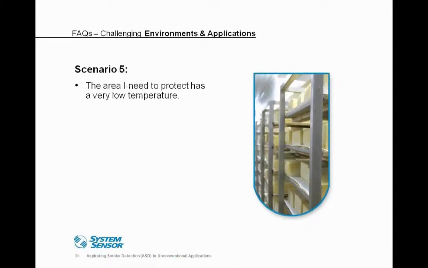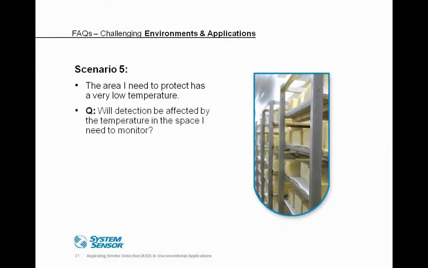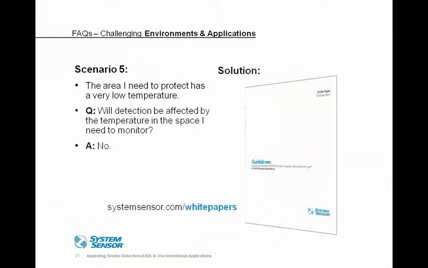Another scenario we get is low or high temperature environments that you need to protect, which are outside of the listed range of the detector. The FAAST unit itself, the electronics, is rated from 32 to 100 degrees Fahrenheit. However, the sampling air temperature is -4 to 140. If you're looking at protecting a refrigeration or freezer area, we also have a white paper that will assist you with the guidelines. It's just a matter of bringing that sample air within that range, -4 to 140.